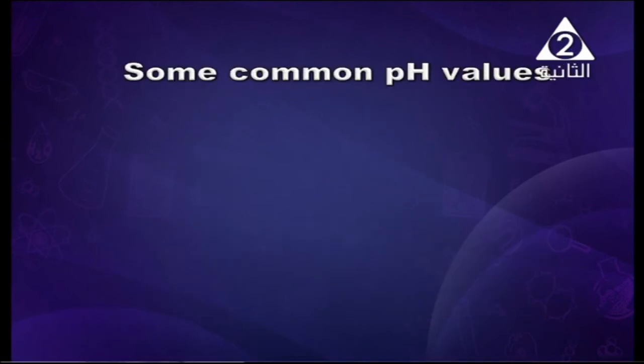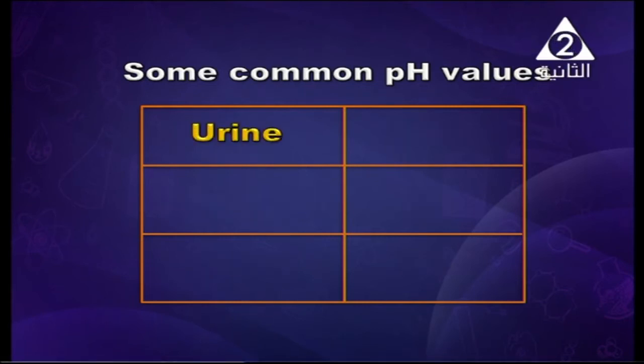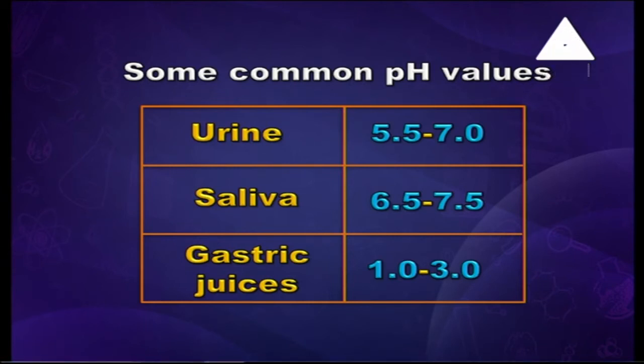Here are some common values for pH: lemon 2.3, seawater 8.5, blood 7.4, urine 5.5 till 7, saliva 6.5 till 7.5, gastric juice from 1 to 3.